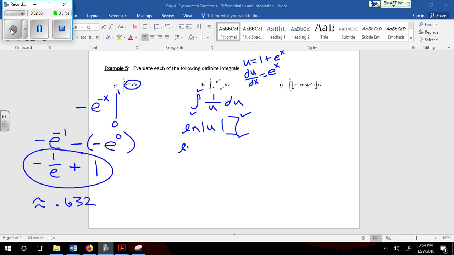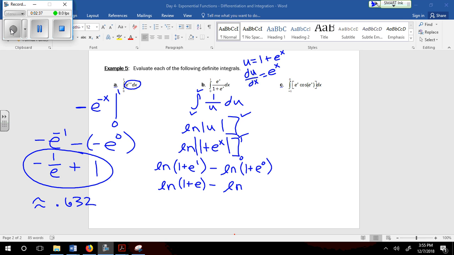And so then I replace the u back: 1 plus e to the x from 0 to 1. So I'm going to plug them in. Natural log of 1 plus e to the first minus natural log of 1 plus e to the 0. So I get natural log of 1 plus e minus natural log of 2. So that would be my final answer if I didn't have a calculator. Once I type it in, I get 0.620.